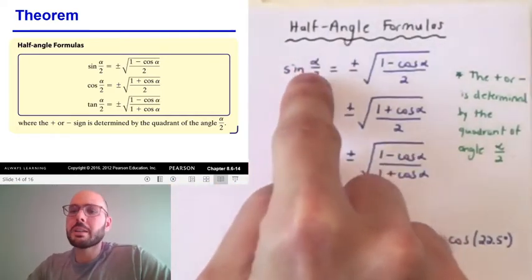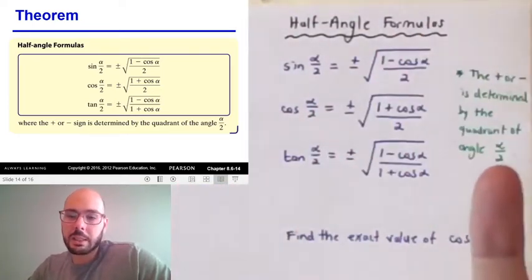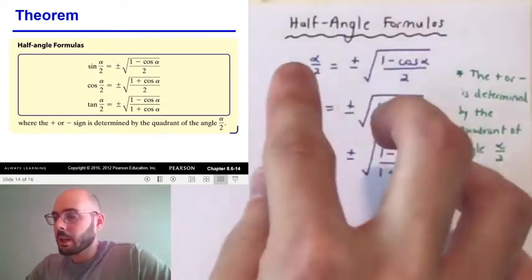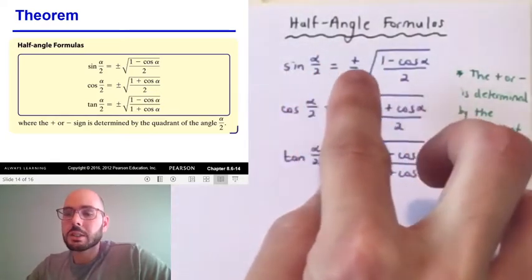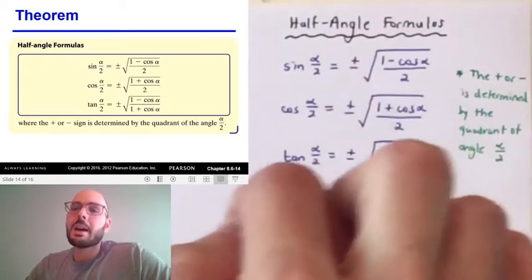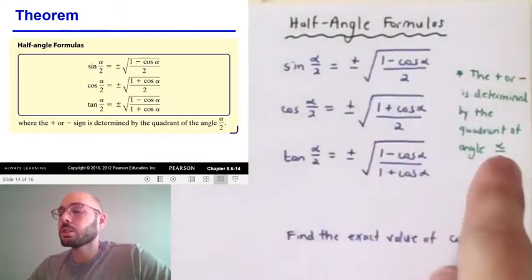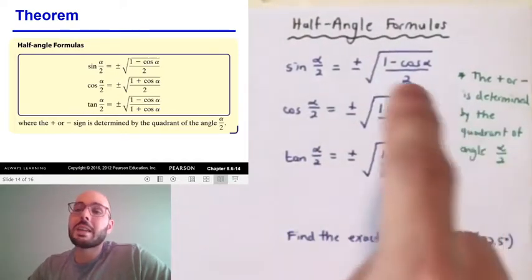What I want to mention about these formulas, first of all, they use alpha, but that's not a big deal. Alpha is just representing any angle like theta would. We have sine of alpha over 2 equals, all of them have a plus or minus sign. So you'll notice that our final answers will not have both a plus and minus sign. It's up to us in the problem to decide whether the answer is going to be positive or negative, and that's determined by the quadrant of the half angle.